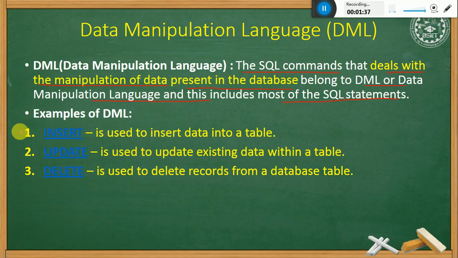Basically, there are 3 commands which are very important in data manipulation language. First is insert. Generally, the insert command is used to insert the data into the table. Second, update. The update command is used to update or change the current values or current data in the table. And third, delete. The delete command is used to delete a record from the table. So it can delete a single record, a single row from the table. So these are the 3 basic commands in the DML.